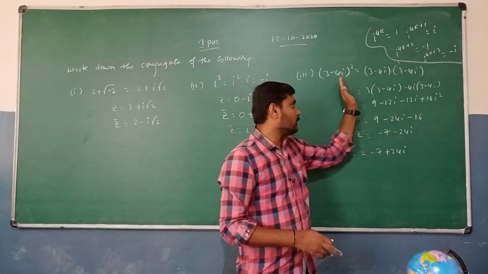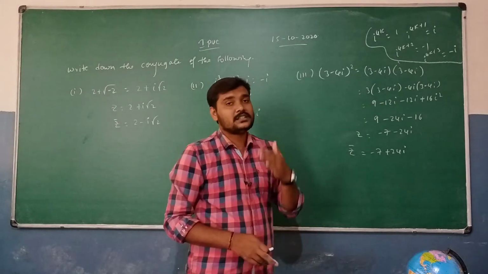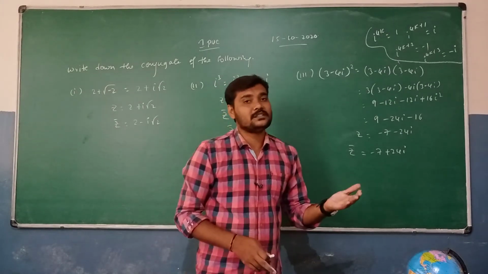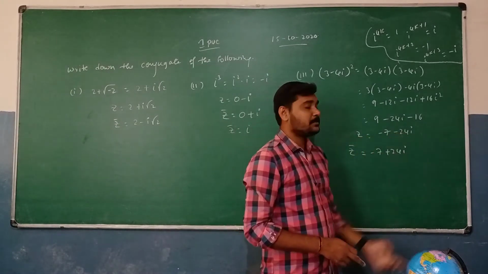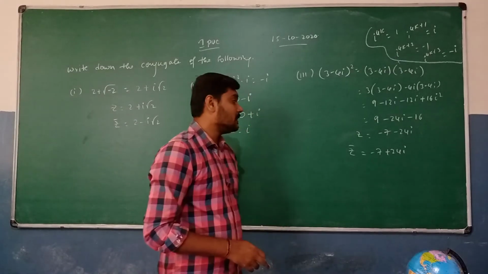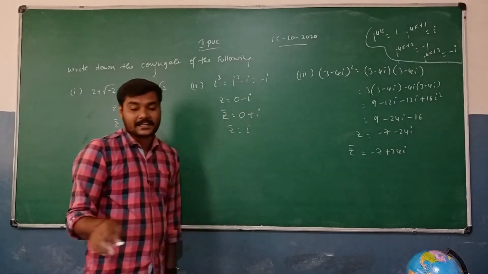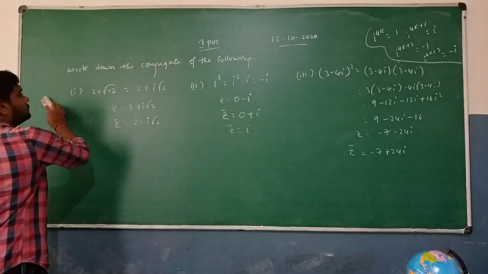But so we have expressed it in the form of z1 plus z2 whole square, or z1 plus z2 into z1 plus z2. That's going to be z is equal to minus 7 minus 24i, and then the conjugate of the complex number is going to be equal to minus 7 plus 24i. Okay, so just pause the video to note down.